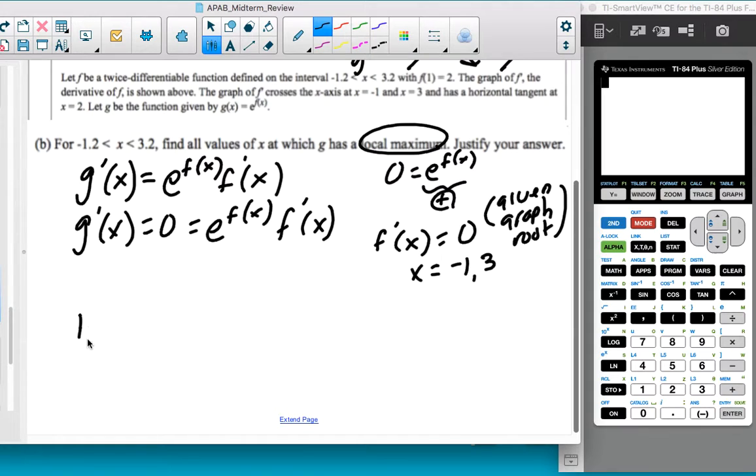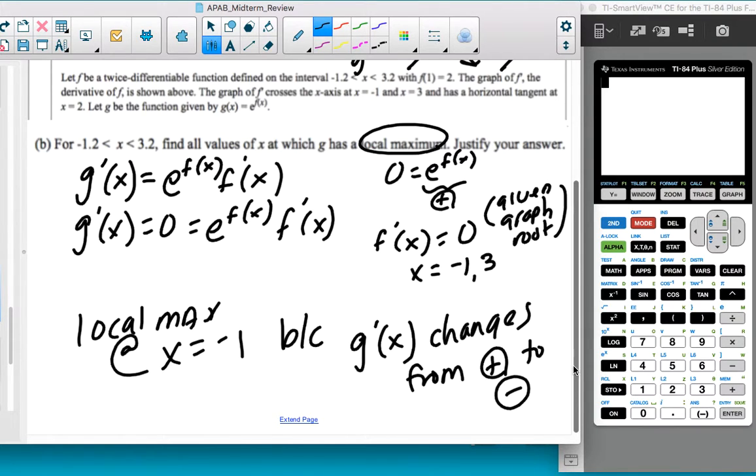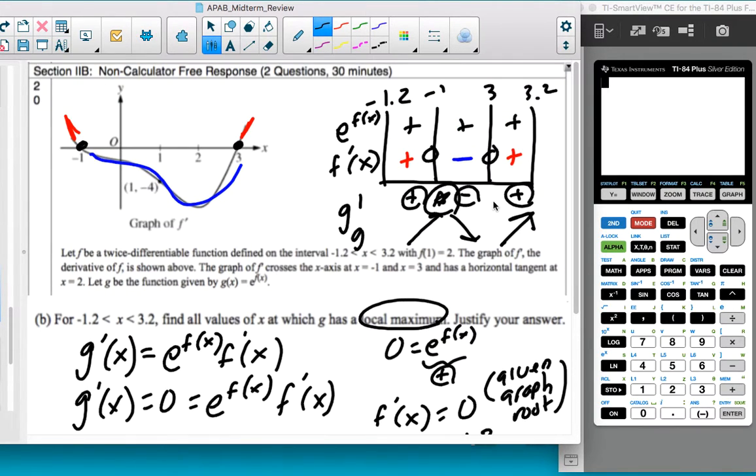So the local max is at x equals negative 1 because g prime of x changes from positive to negative, right? That's what's happening here. My g prime is changing from positive to negative, and that's a local max. The endpoints are not included here, so while this could be a min if it were included, and this could be a max if it were included, it's not because they specifically don't include the endpoints.